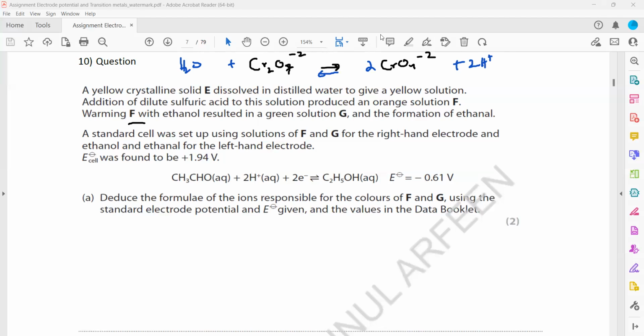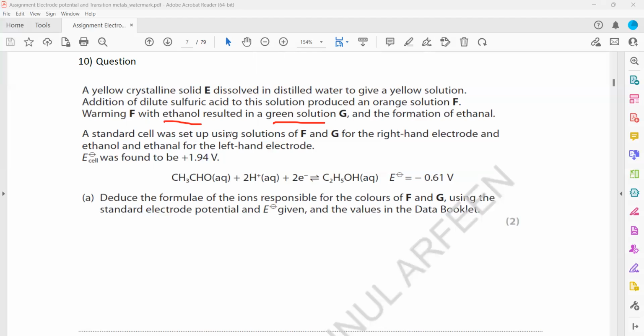But the idea is, what will happen if we add an acid, if it is in acidic condition? Acids have more protons, so the equilibrium will shift toward the left-hand side. The opposite will happen if we add an alkali, the equilibrium will shift towards the right-hand side. That's why the color changes happen. If we warm this chromate ion or dichromate ion, in which chromium 6 is there, with ethanol, ethanol will oxidize to carboxylic acid, ethanoic acid, and it will reduce. That's why the solution turned green.